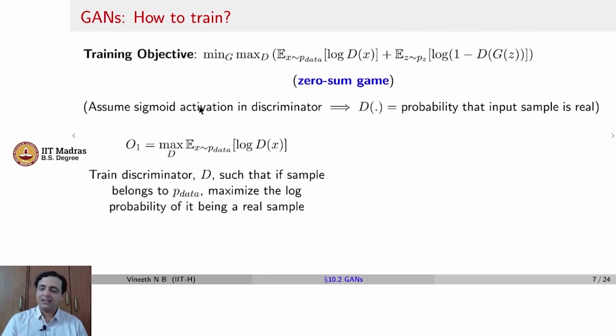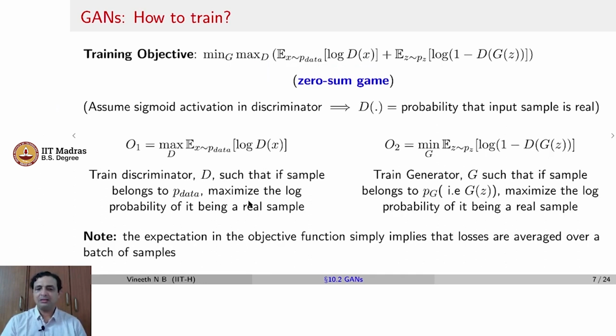So let's try to parse this objective function a bit differently. If you look at the first term here, if you look at this part of the term, let's write that and call it objective 1. So objective 1 states that we'd like to train the discriminator such that if sample belongs to P data, which is the true training data distribution, we maximize the log probability of it being a real sample.